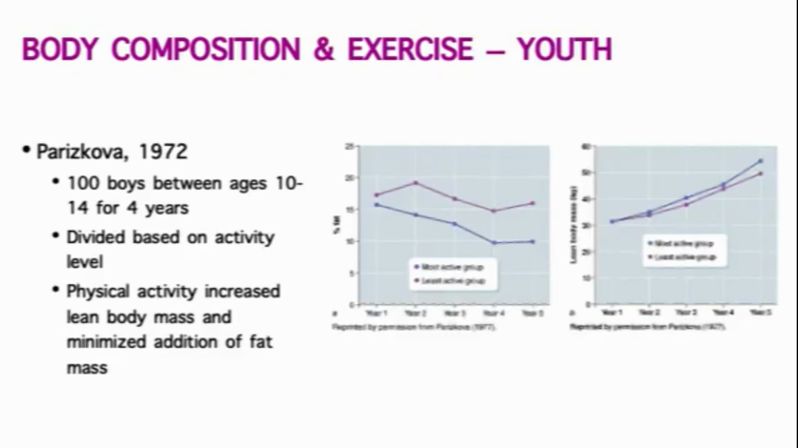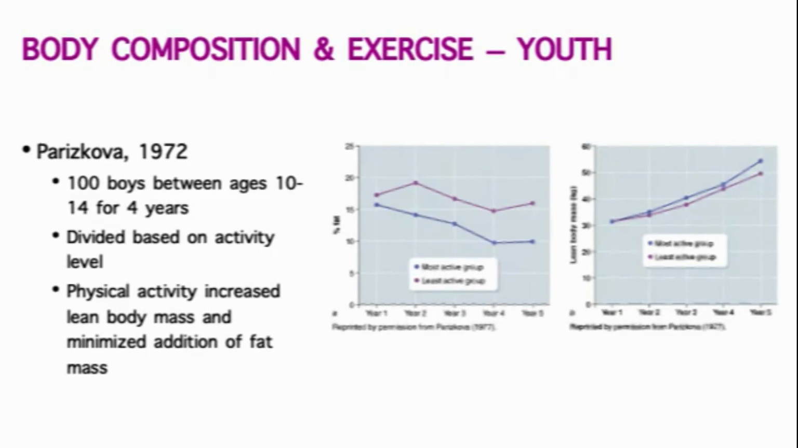So now let's look at the lifespan. If we look at body composition and exercise in youth, there was a study that the book presented by Parizkova, probably said that wrong, but it was done in the 70s. And again, if these figures are difficult to view, you can always look in the textbook if you have it, or they are available on the PowerPoint and you can just increase the size there if you need it. But they took 100 boys between the ages of 10 and 14 and studied them over a 4-year period. So this is a longitudinal design.